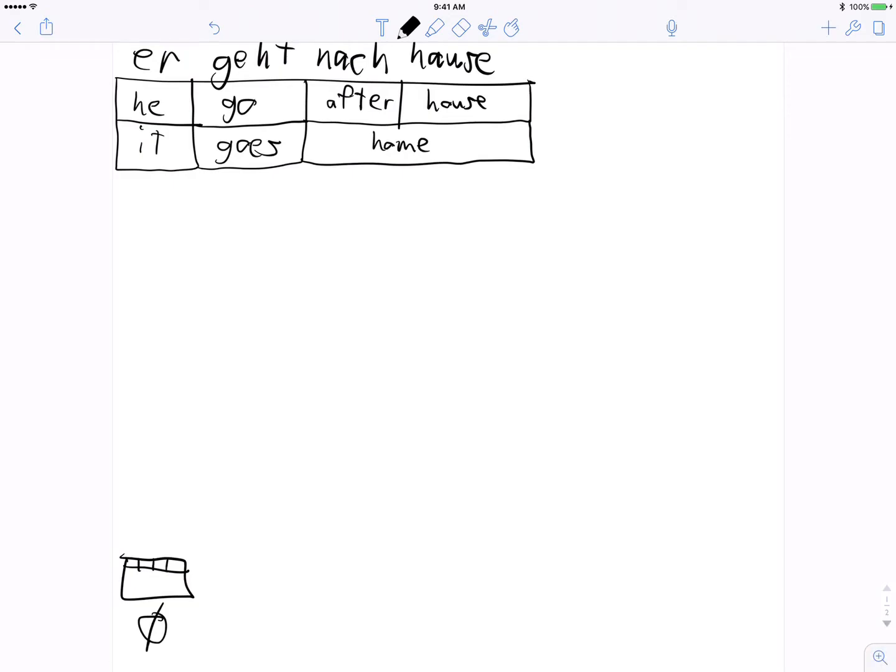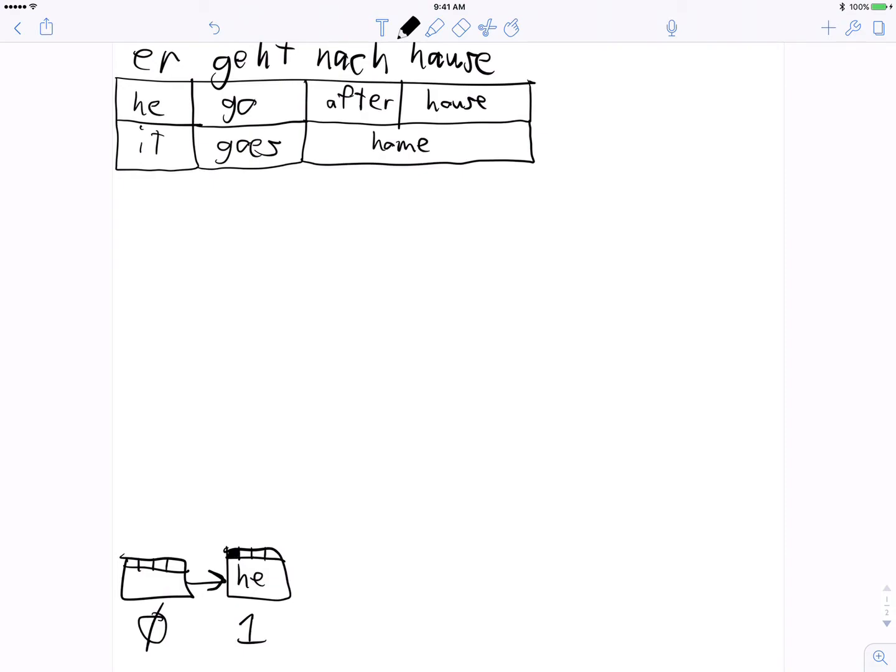Okay, so we're starting at the beginning and we're going to extend the empty hypothesis using all of the possible ways of translating the first word, er. Er could be translated as he. Now, when we create this extension, it's going to go in stack 1. Why? Because exactly 1 word has been translated so far.